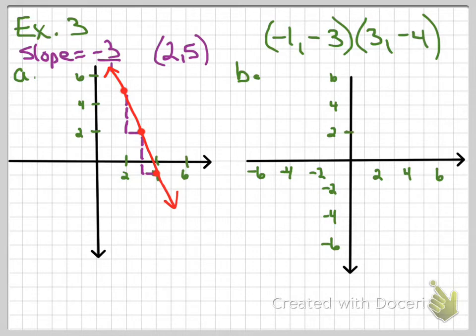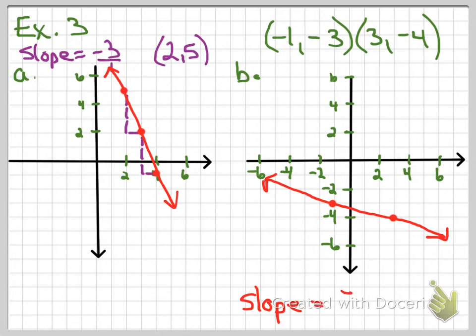All right, so I plot the points at (-1, -3) and (3, -4). What do I know right away? I know that my slope is negative because it's going down to the right. All right, so what's my change in the rise? -1. Oh, yeah, that's right. What's my change in the run? 4. So my slope is -1 over 4. All right? If you understand that, that's everything you need to know for 8.3.